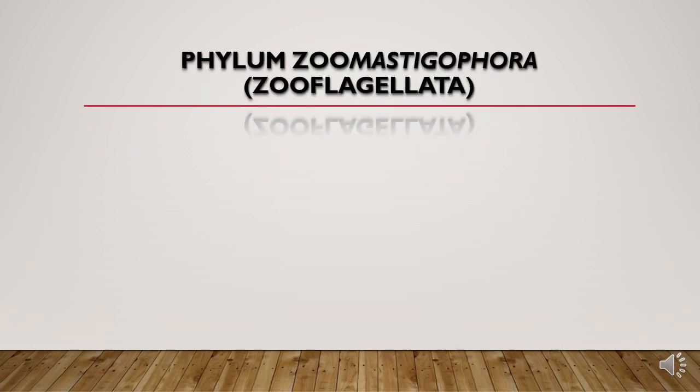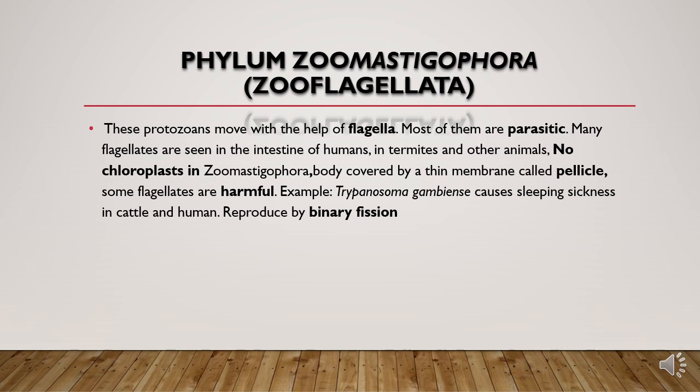This phylum is known as Zoomastigophora, and it is the one which we said moves using the flagella. The other word to refer to this is zooflagellata. So these move using the flagella, and they are parasitic, which means they depend on other organisms for food. They possess a lot of flagella, which is why they are flagellates, and are seen in the intestines of human beings. They do not possess any chloroplasts.